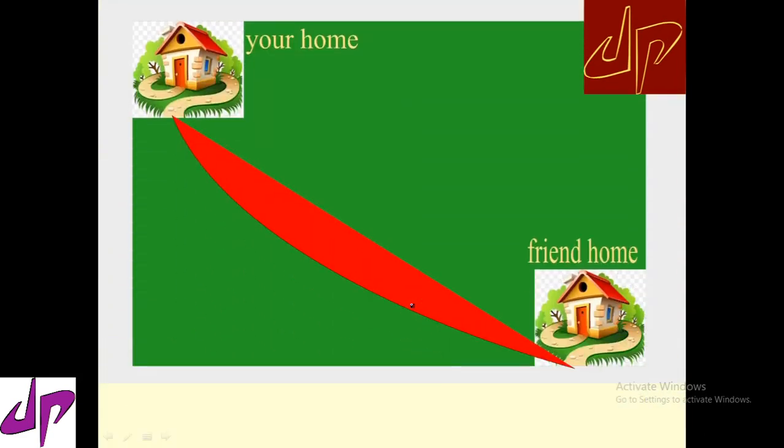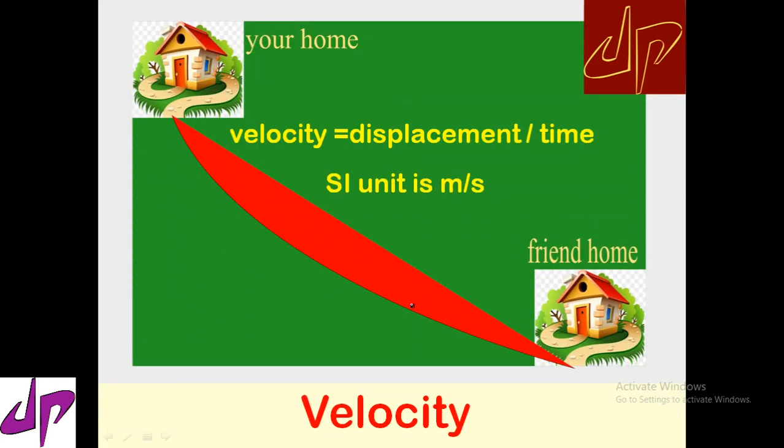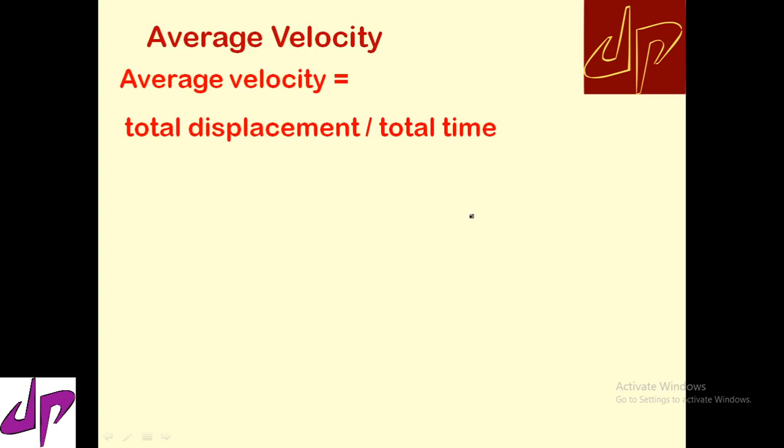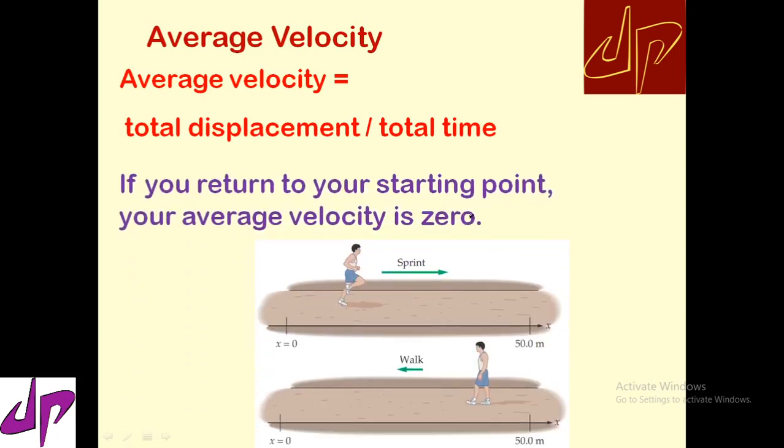The formula for velocity is velocity equals displacement upon time. The displacement units are meter and time units are second, so the SI unit is meter per second. Similarly to average speed, we also need to calculate average velocity. Another concept similar to average speed is average velocity. The average velocity equals total distance by total time taken.